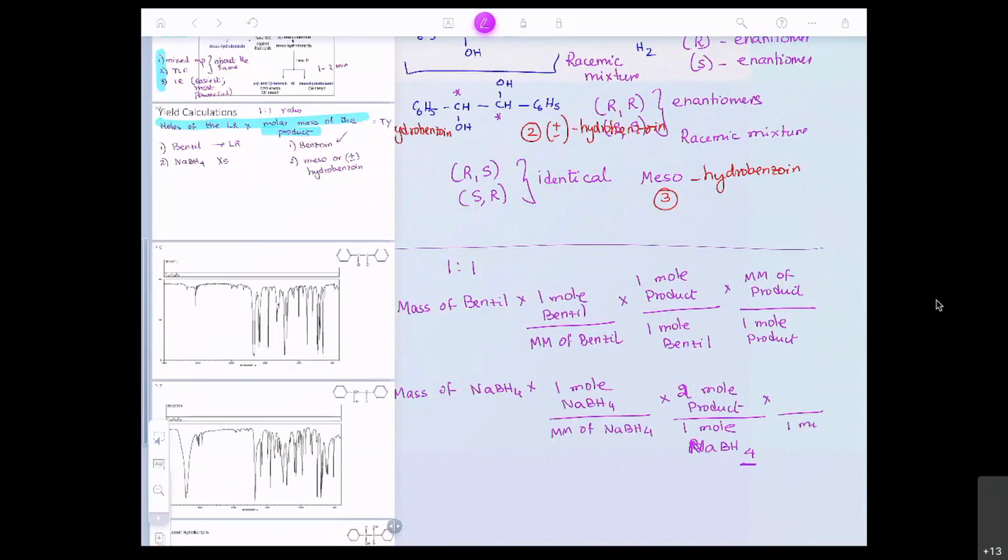So that's what I didn't want you to miss. So this is going to be 1 mole product, molar mass of product. This is the part I want you to be careful about. 1 mole of sodium borohydride can reduce 2 moles of benzil. So here you want to make sure that you really understand that. Okay, everybody clear with that?